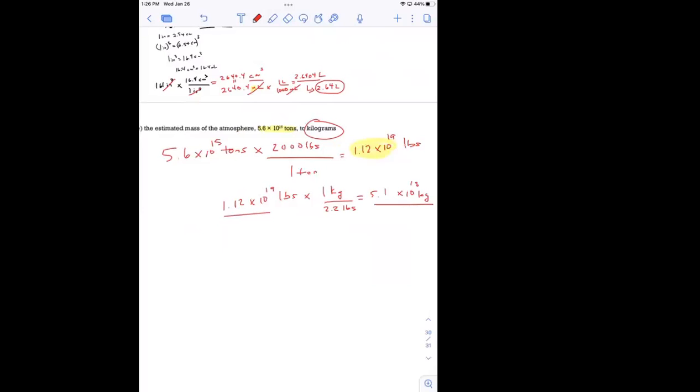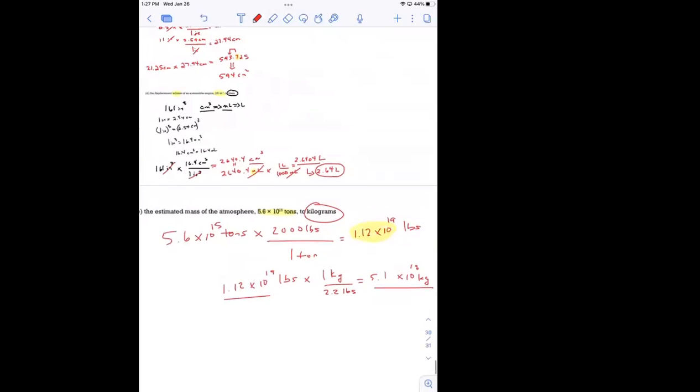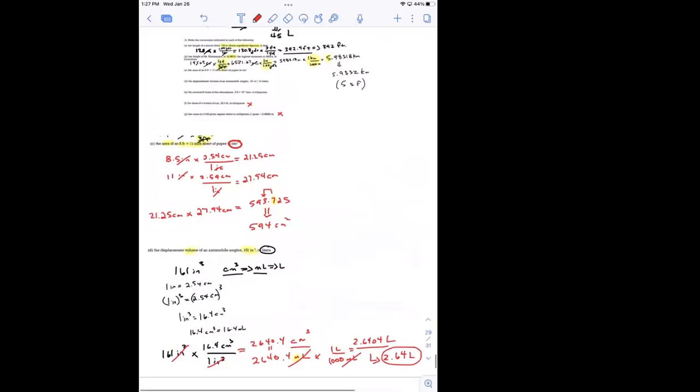I know these seem like rudimentary conversions, pounds to kilograms, or centimeters to inches, and so on and so forth. But it's the skill that you're developing, so when you see this in some other area, you're able to apply the same skill. It's all conversions. It doesn't matter what you're converting.